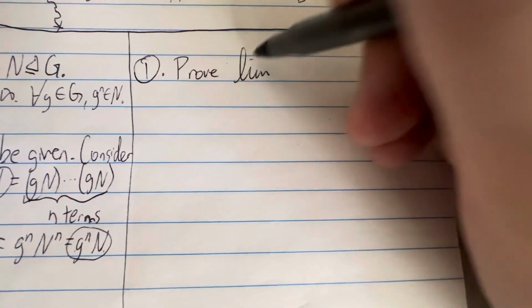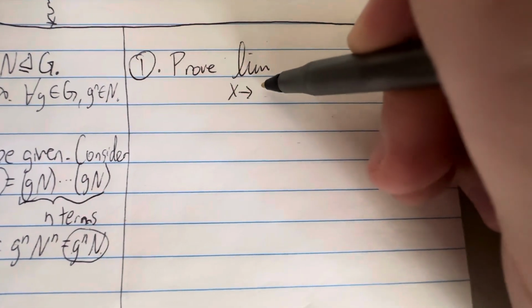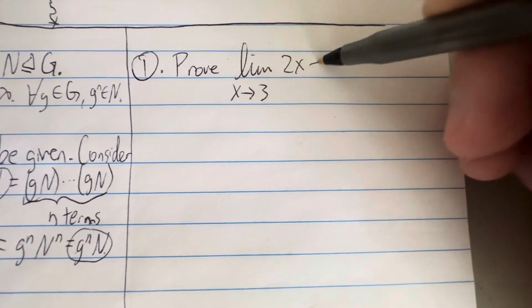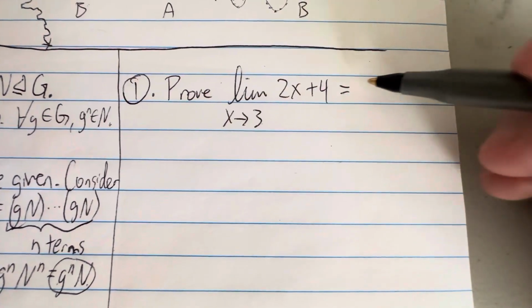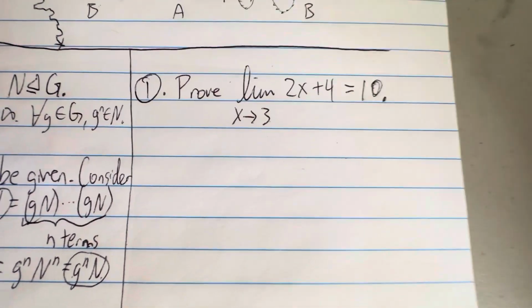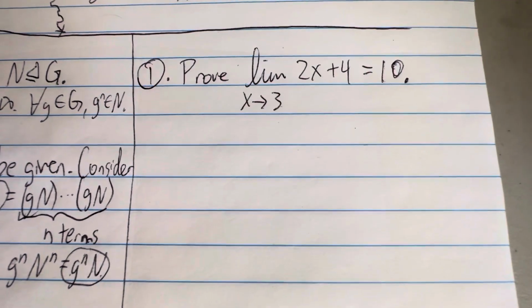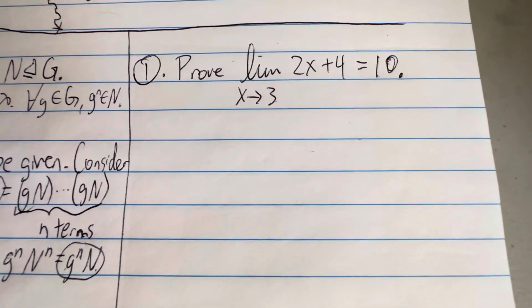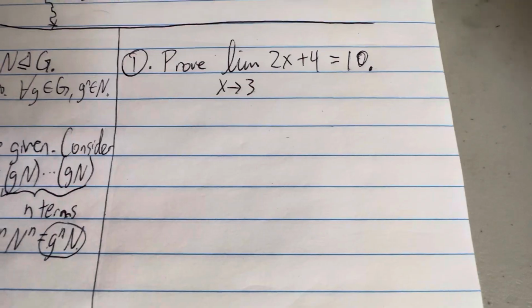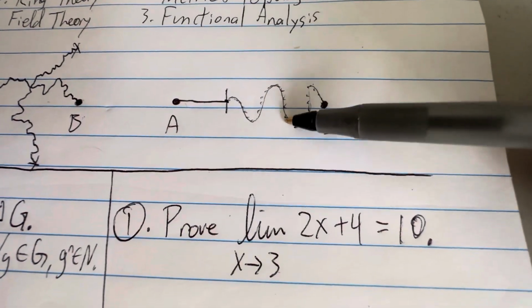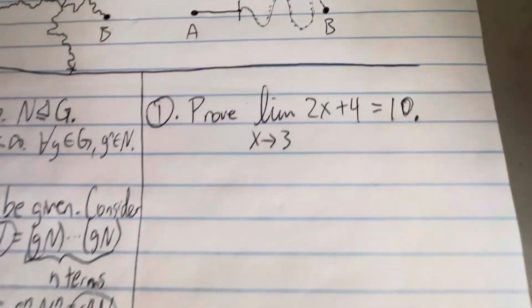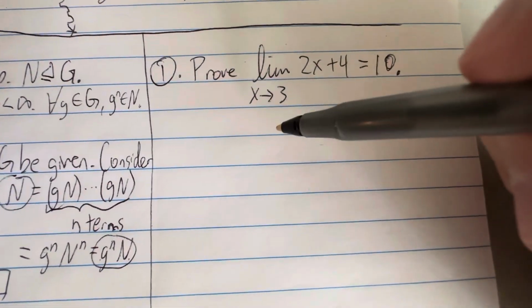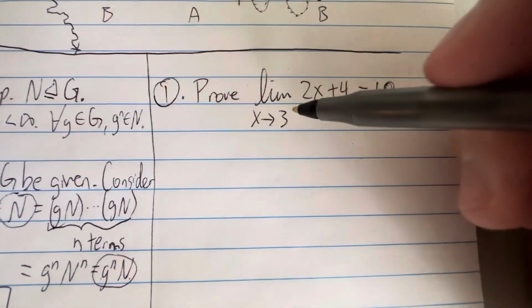I'm going to prove that the limit as x approaches 3 of 2x plus 4 is equal to 10. This is an undergraduate level problem, and I think the reason I chose this problem is because it's a perfect example to illustrate this, and it shows you just how the two are related. I don't want to choose an analysis problem that's too hard. Okay, so how do you do it?